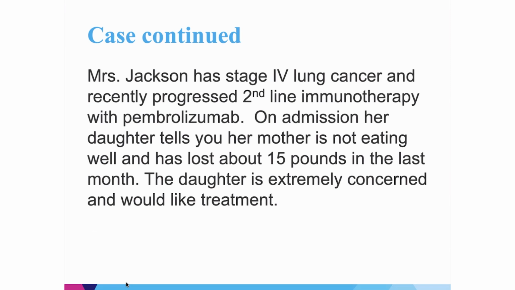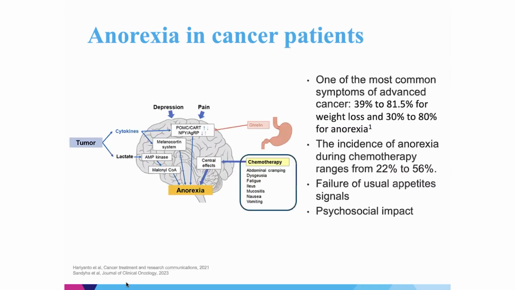Okay, so now we get to the last topic that we're going to cover, and this is cancer-related anorexia and cachexia. So here we have another case. Mrs. Jackson has stage 4 lung cancer, recently progressed on second-line immunotherapy with pembrolizumab, and on admission, her daughter tells you that her mother is not eating well and has lost about 15 pounds in the last month. The daughter is extremely concerned and would like treatment.